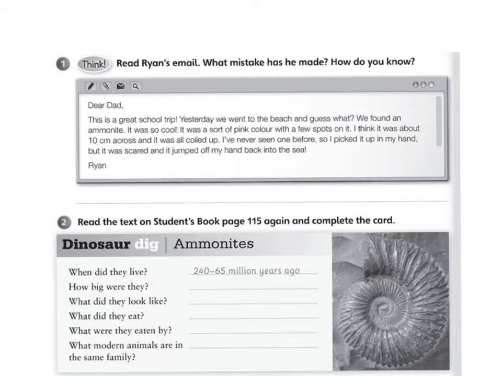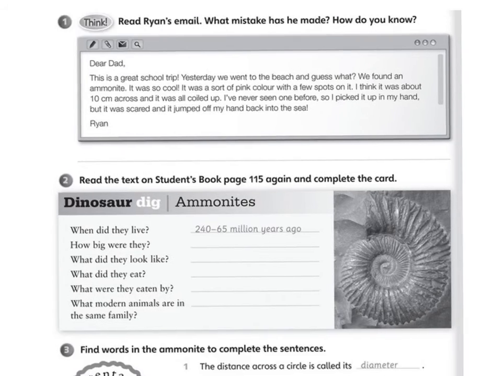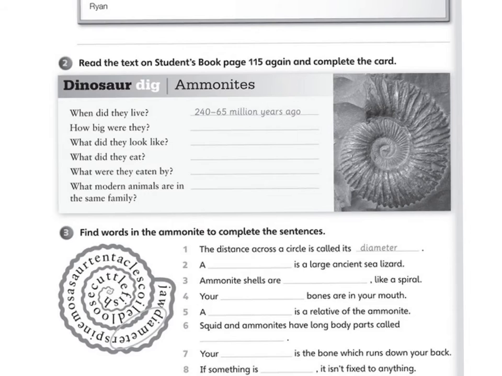What mistake is there? Can you think? Well, let's read a little bit more about ammonites again. It says, read the text on the student's book, page 115 again, and complete the card. Remember that this was a listening exercise. So, read the text again and decide which is the correct answer. And we will check in a few minutes. Please pause the video and do it.